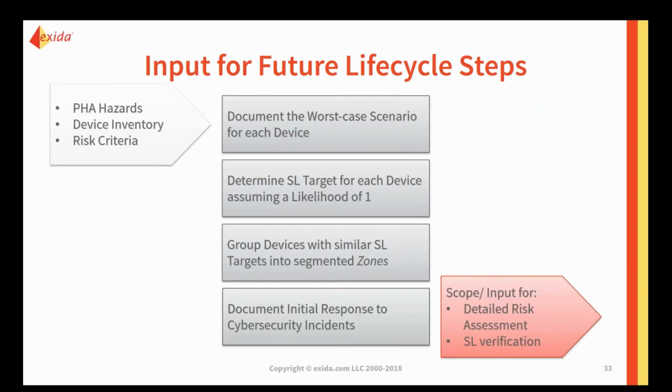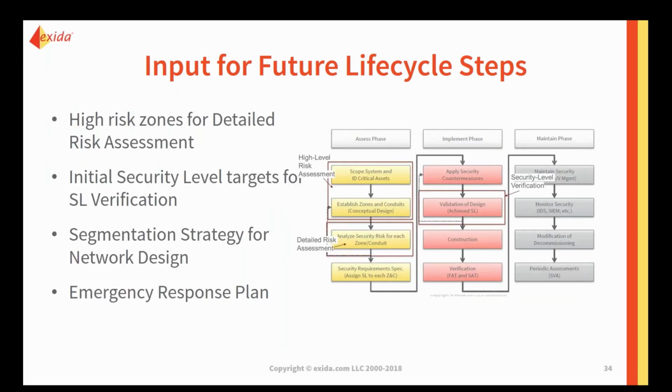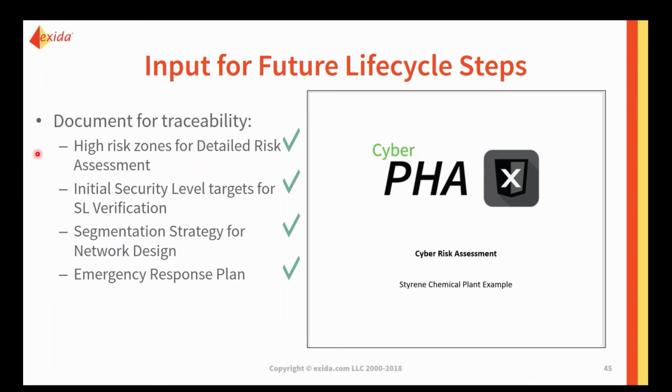The tool also allows us to define the scope for our further lifecycle tasks, as well as easily document results to share among an organization. From our high-level risk assessment, we want to make sure that we're able to populate our detailed risk assessment, as well as have the information that we will need later in our security level verification. The tool allows us to do this very easily, and not only does it allow information to flow directly from the CyberPHAX report to CyberCell, we also can generate reports that document what high-risk zones were identified, the initial security level targets that were defined for each zone.